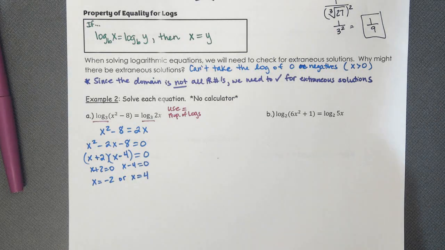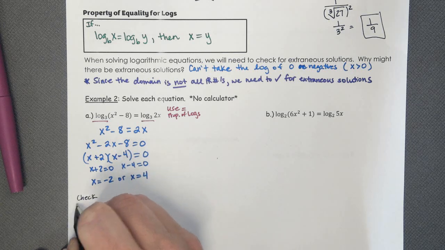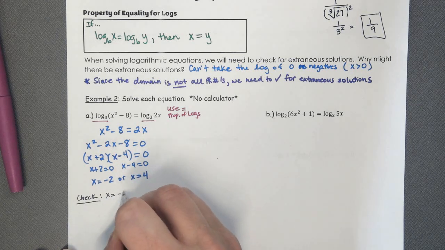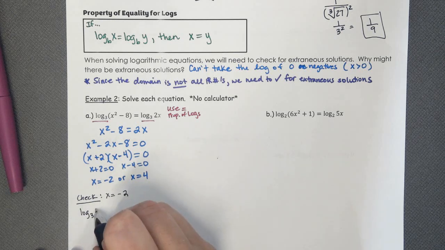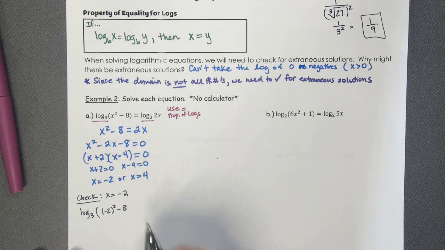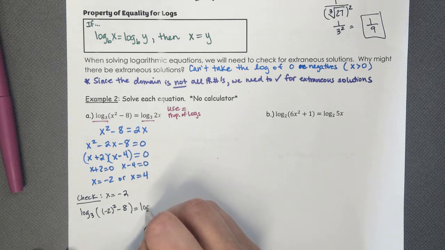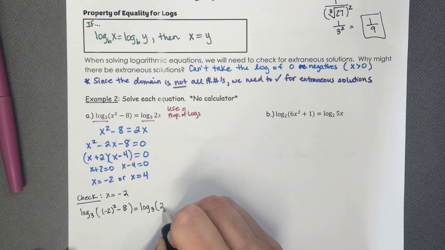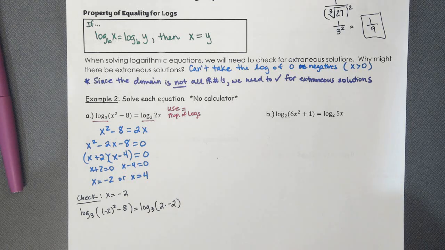Now we are going to check. When you check, you can only work with one side of the equation. And you need to make sure that you do your plug-in step. So you have log base 3, and then this is negative 2 squared minus 8. If you plug this in and you have an exponent, you should put that in parentheses, because without it, it means something different. And this would be 2 times negative 2.